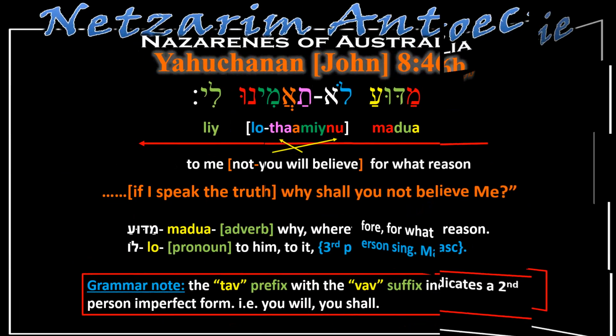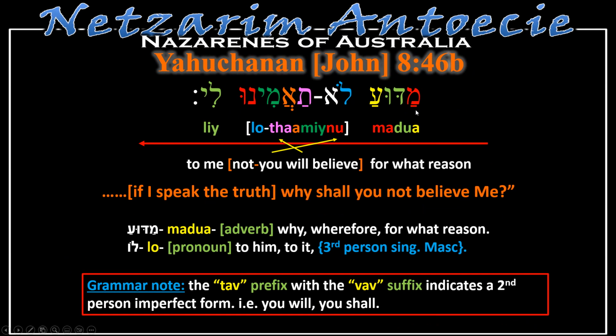So now we turn to part B of that. We have mem, dalet, vav, ayin, lamed, aleph, tav, aleph, mem, yod, nun, vav, lamed, yod. Then we have madua. Madua means for what reason. Lo meaning not. Ta'aminu, you will believe. Li, to me. If I speak the truth, why shall you not believe me?